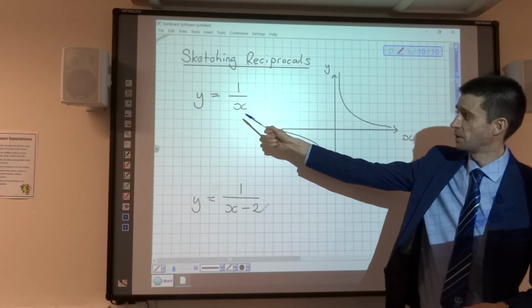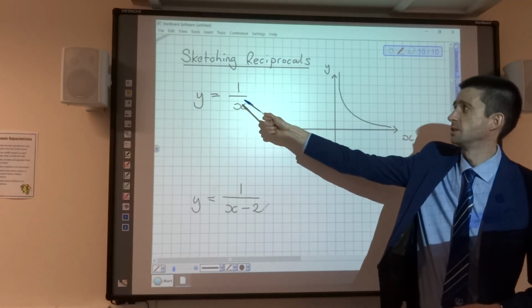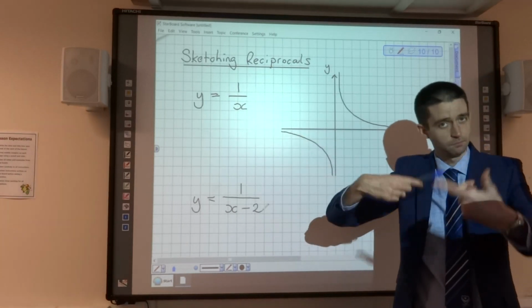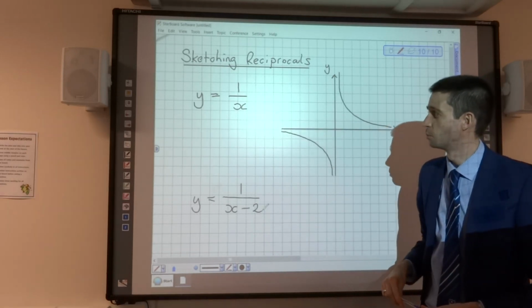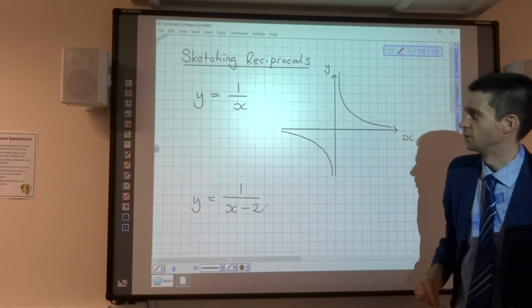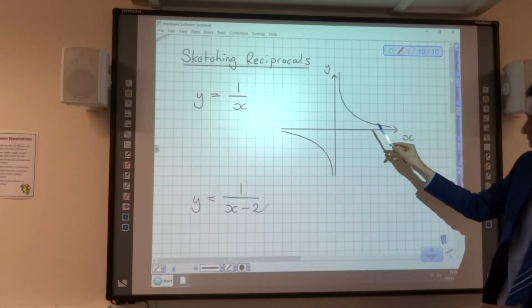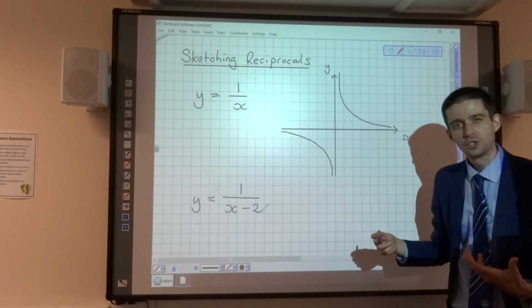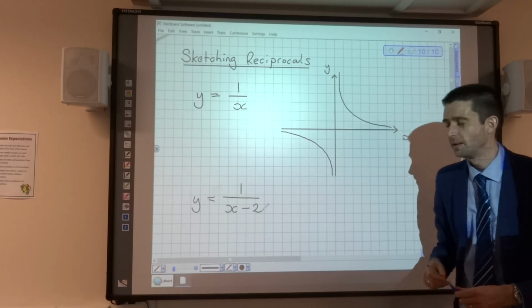This is part one of the lesson on sketching reciprocals, and in this lesson I'm going to be looking at y equals 1 over x and transformations of that function. So, a reciprocal function, we call it a reciprocal function because it's 1 over x, so it's flipped. So y equals 1 over x is the original reciprocal function. And I've got a sketch here. I'm just going to spend a couple of minutes just talking about why it's behaving this way.